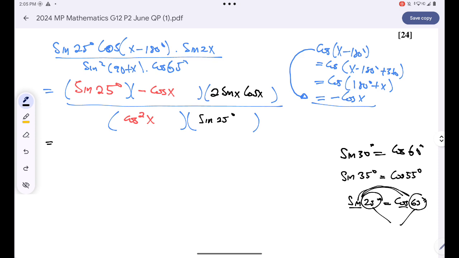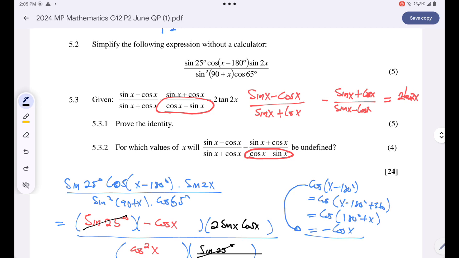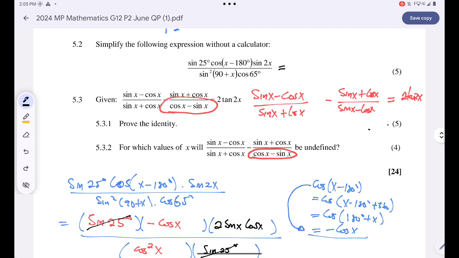Are we together? And then over here, guys, I can see that this guy will cancel with this one. And then I'll be left with negative cos x multiplied by 2 sine x cos x. I'll end up having negative 2 sine x cos squared x. At the denominator, I'm just left with cos squared x, and then the cos squares will just cancel one another, and then I'll be left with negative 2 sine x. I now know that this entire number is just equal to negative 2 sine x.